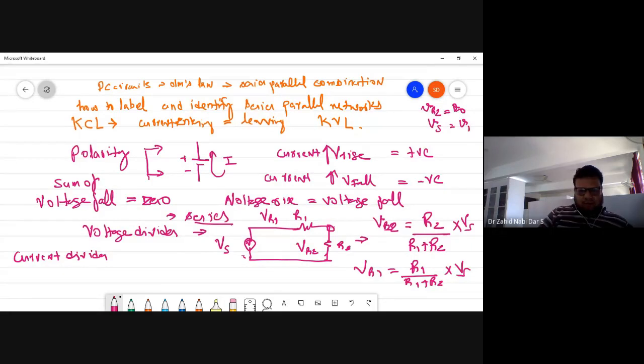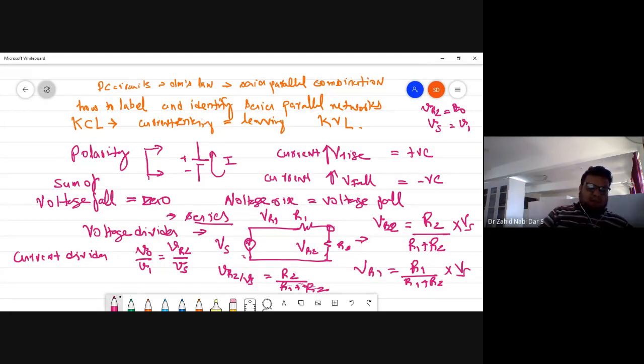So if you want the gain, that would be V naught by Vi, which is equal to VR2 by Vs. So this is your gain. If you write VR2 by Vs, what value are you getting? R2 by R1 plus R2. So these values you have to keep in mind.